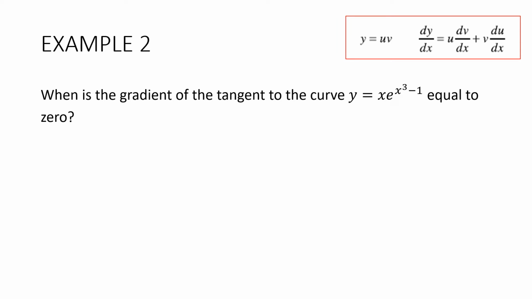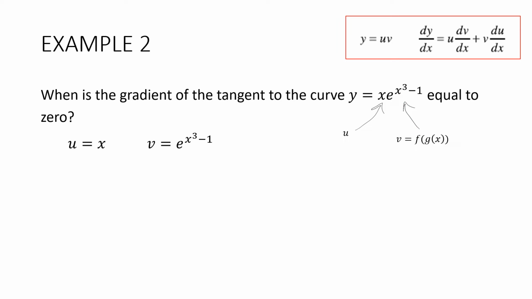Here's example 2. When is the gradient of the tangent to the curve y equals x e to the x cubed take away 1 equal to 0? Gradient of the tangent is the first derivative, so we want to differentiate this, and we have a product rule. We can see we've got x multiplied by e to the x cubed take away 1. But furthermore, e to the x cubed take away 1 is actually a composite function. So we're going to need to use the chain rule for this part.